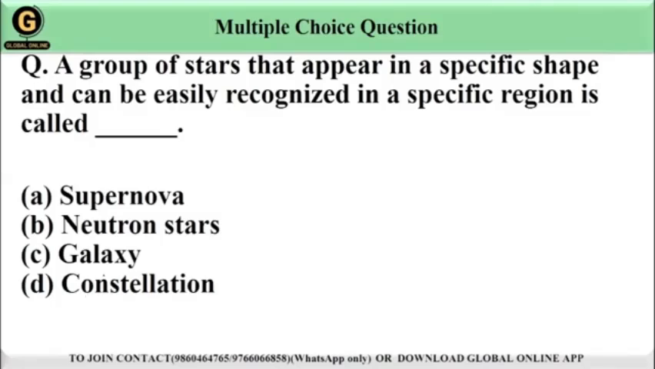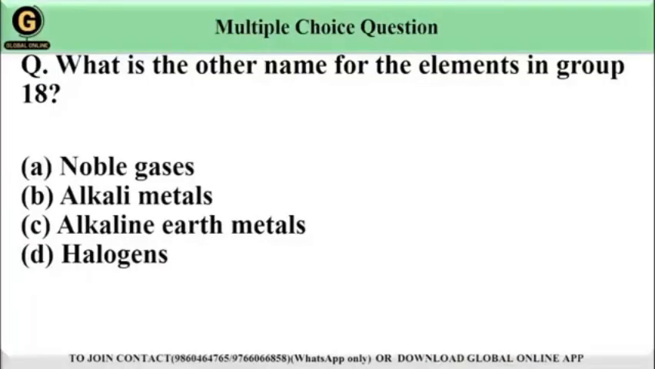Supernova, neutron stars, and galaxies refer to different astronomical phenomena, not a specific star grouping that can be easily recognized in the sky. So the correct option among the given options is option D, constellation. Let's move on to the next question.